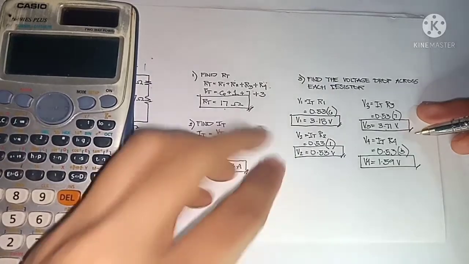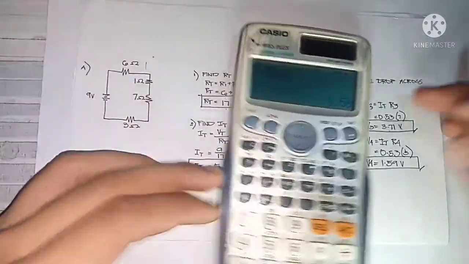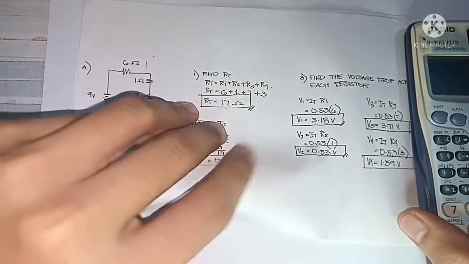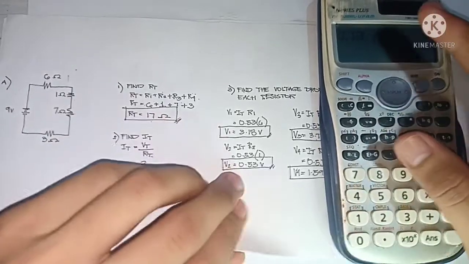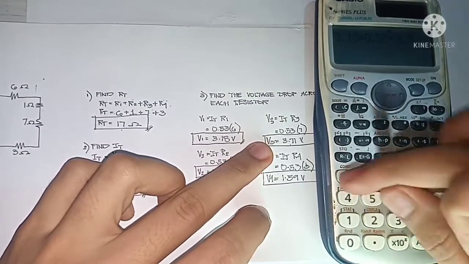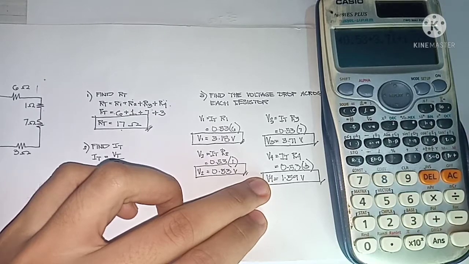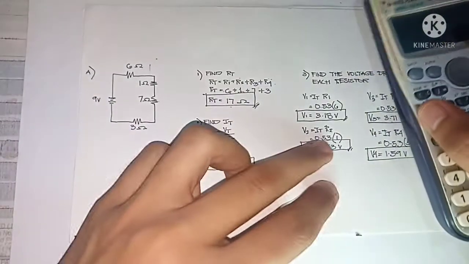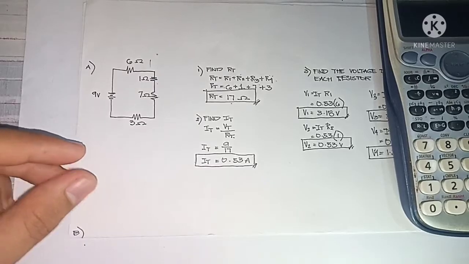So to check whether your answer here is correct, you must add all the voltage drops in each resistor and compare to your total voltage. So let's check. 3.18 plus 0.53 plus 3.71 plus 1.59 is equal to 9.01. So we have the same 9 volts. That's all for the problem in series circuit.